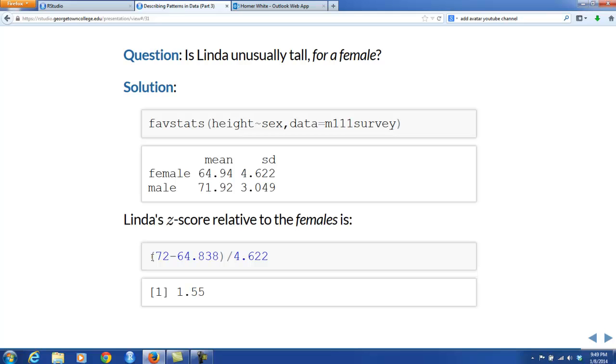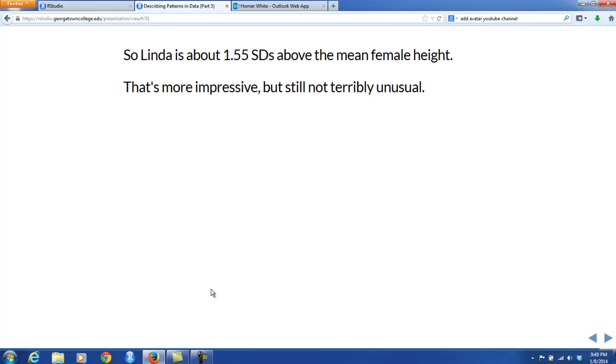Then we can plug into the formula for z-score. So here's Linda's actual height of 72 inches. Here's the mean for the females. And here is the standard deviation for the females. Do the division. And Linda turns out to be 1.55 standard deviations above the mean for a female. So that's more impressive. It makes sense. Females are shorter, so she would be more impressive when compared to females rather than to everyone. But still, she's not terribly unusually tall.